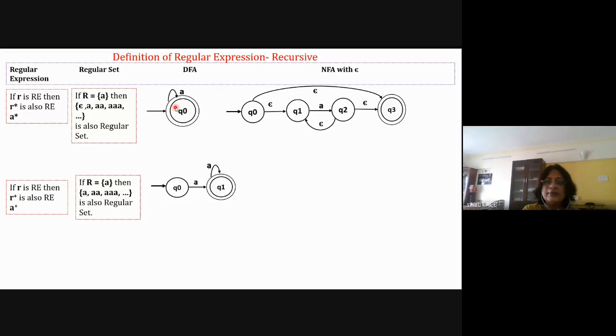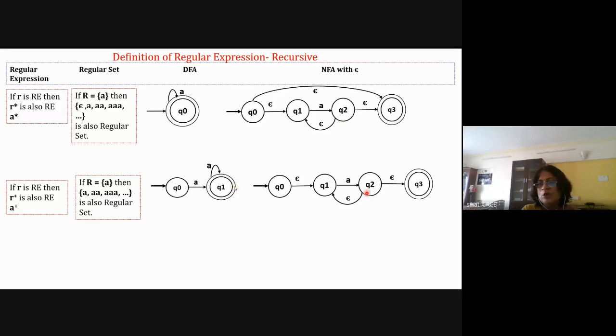The plus closure diagram is simple, similar to this. A should be there at least once. So with A it will reach the final state. After that A can be there any number of times. Here the one transition is not there, the epsilon transition for zero times is not there. So from initial to final it has to travel at least once. Okay, so this is about regular expression and the diagram.